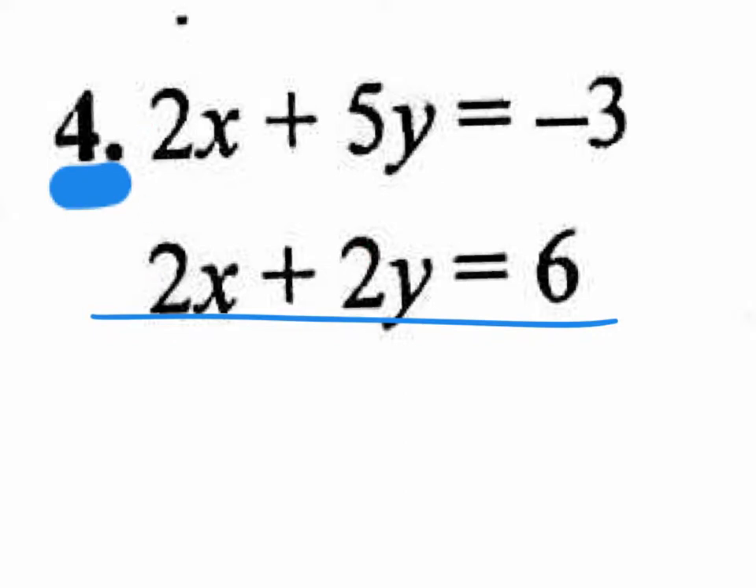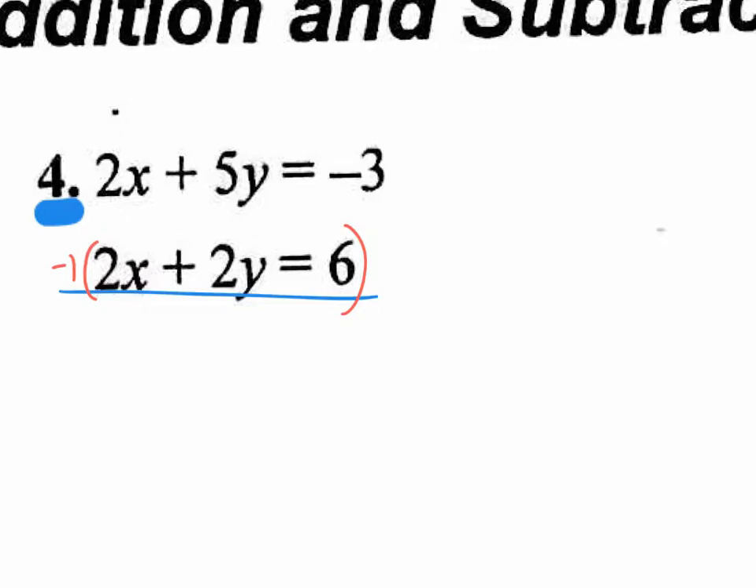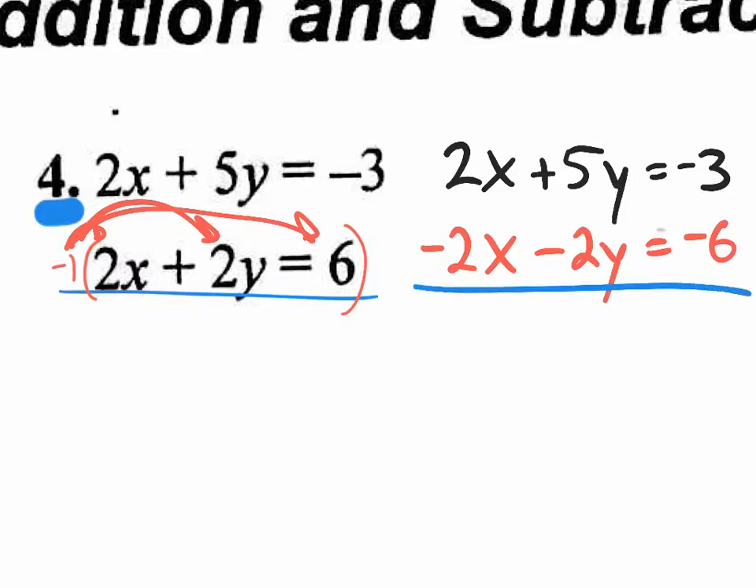But obviously the easiest choice would be to cancel out the x's by multiplying one of the equations by what? Negative 1. So my top equation I'm not even going to mess with. I'm just going to rewrite it. So top equation is 2x plus 5y equals negative 3. The bottom equation, I'm going to distribute negative 1 times 2x, that's negative 2x. Negative 1 times 2, that's negative 2y. Negative 1 times 6, that's negative 6. Are you with me?